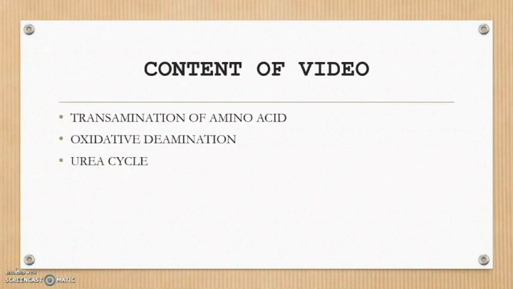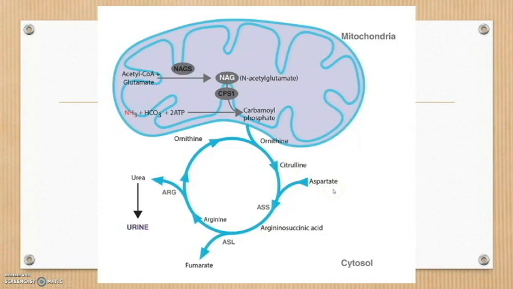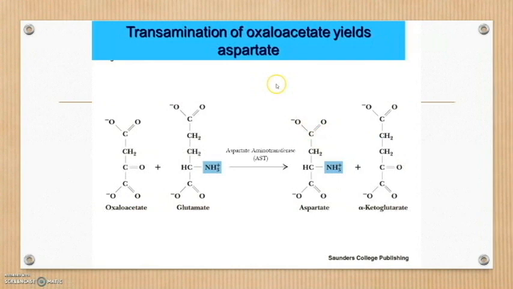Before we start the urea cycle, we will briefly explain the transamination of amino acids and also oxidative deamination. Transamination provides ammonia and aspartate, which are then used in the urea cycle. As we can see here, the aspartate is derived from the transamination of oxaloacetate, which is catalyzed by an enzyme known as aspartate aminotransferase, AST. The AST transfers the amino group of glutamate to oxaloacetate, forming aspartate and alpha-ketoglutarate.